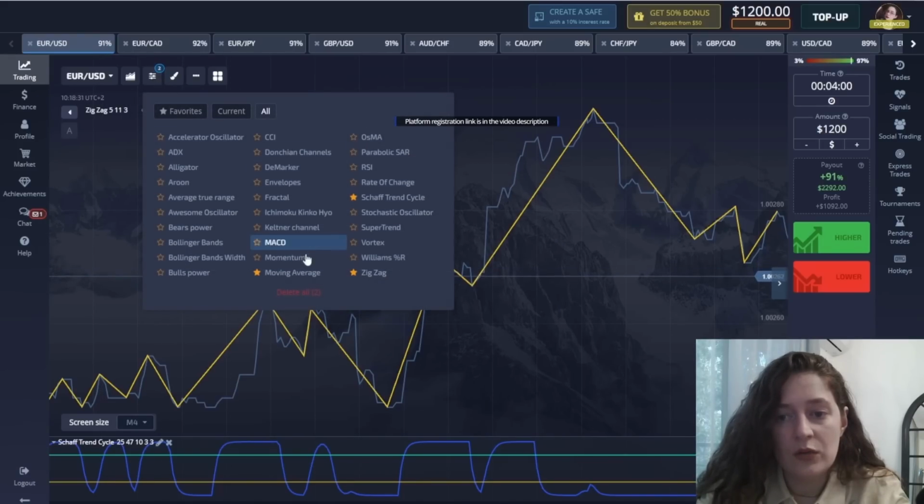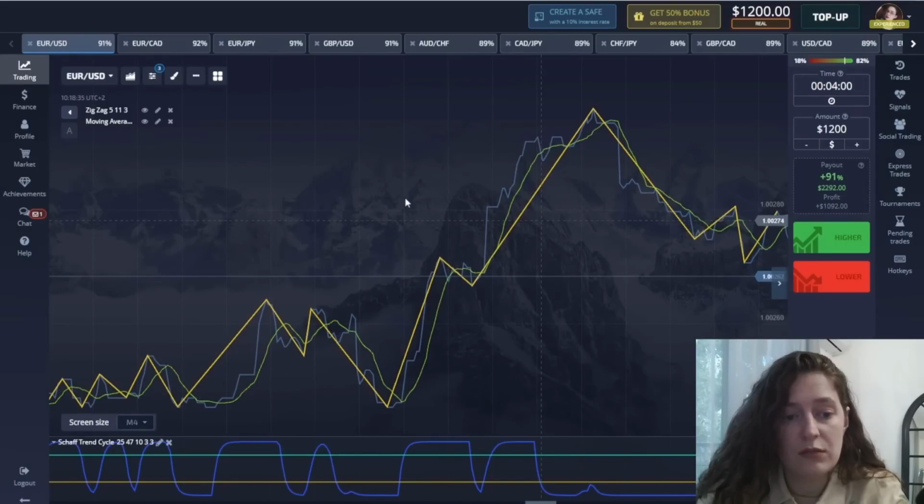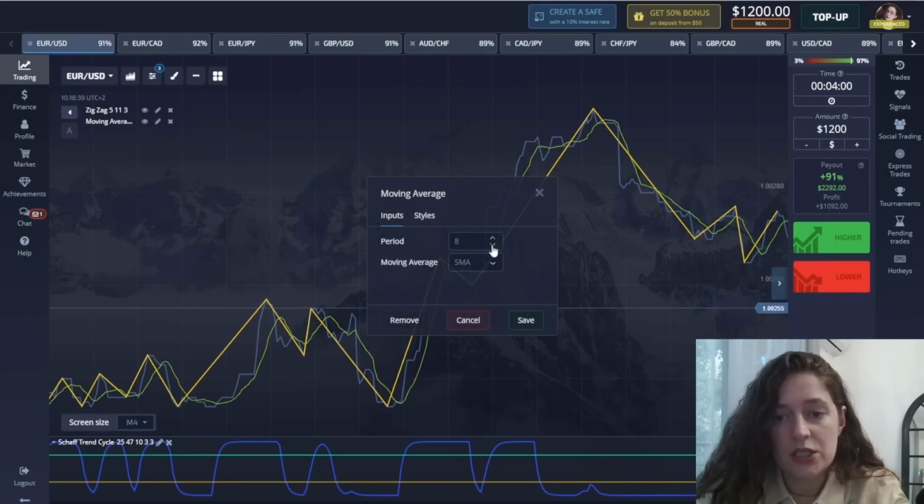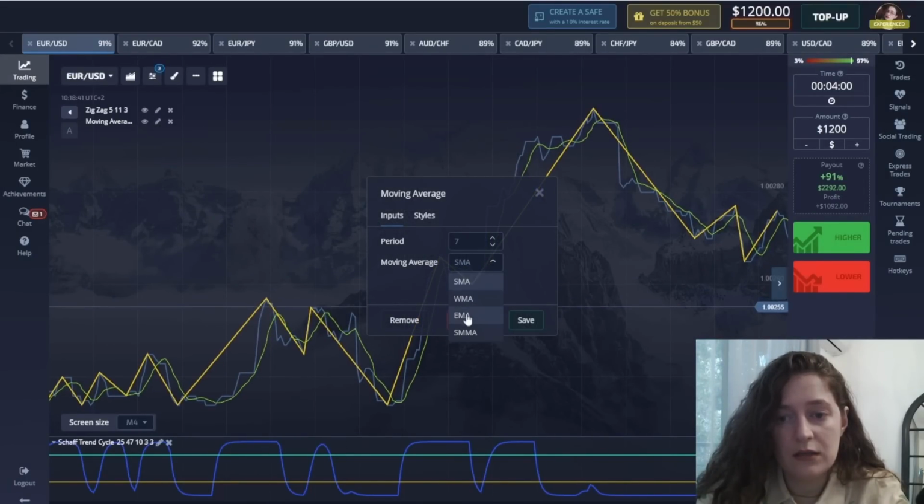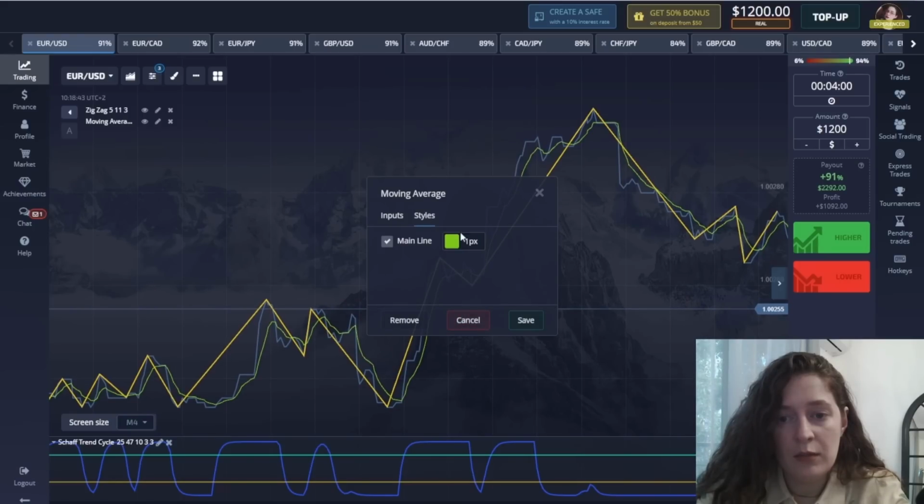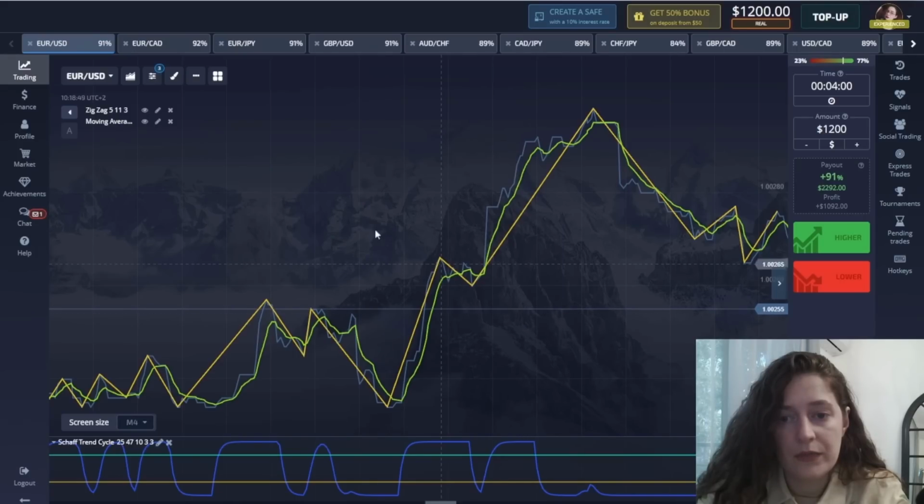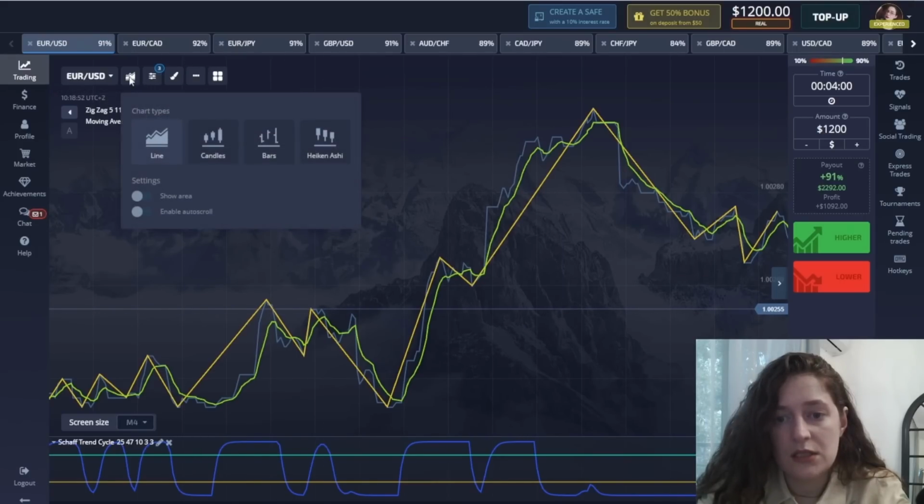Next is a well-known and very cool indicator that I almost always use in my methods. And this is moving average. I changed the period to 7. I set the EMA below. Let's choose the color green and save.